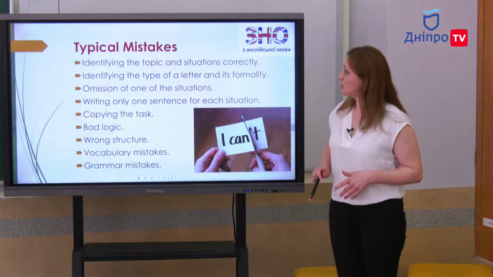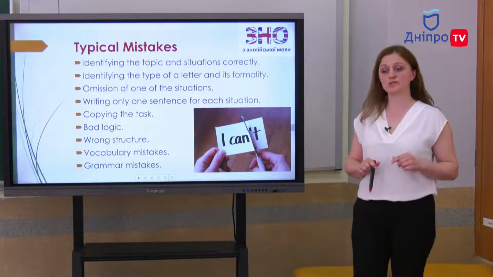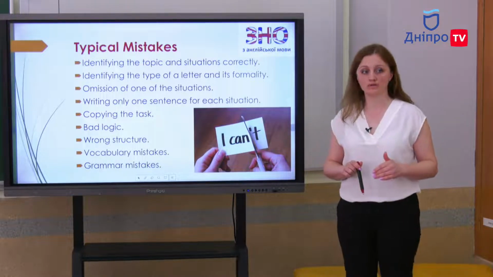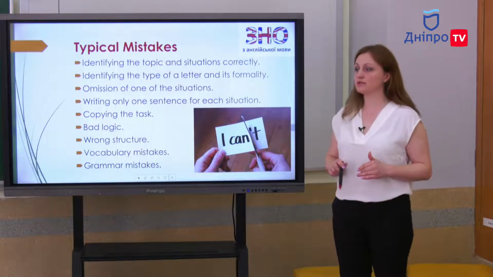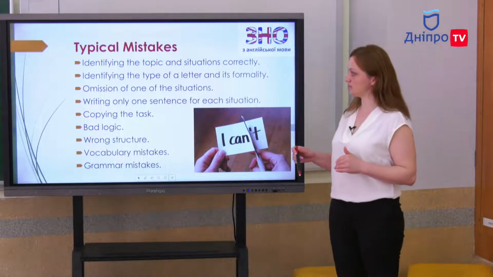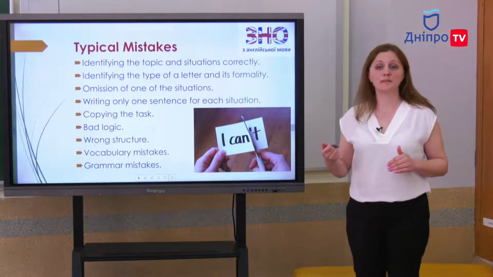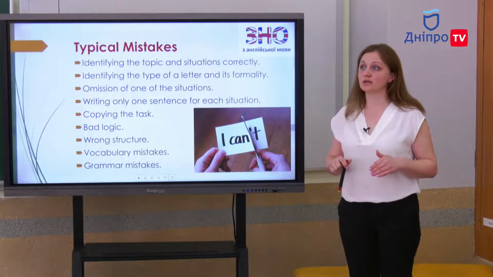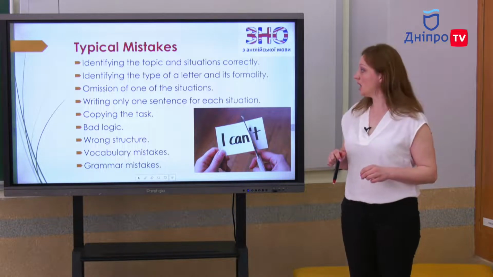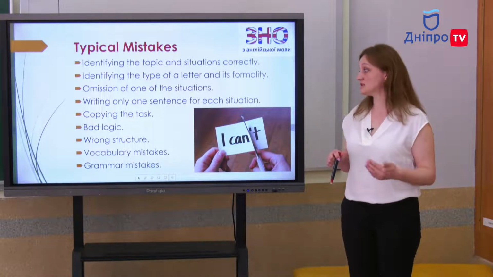The next is omission of one of the situations. Sometimes you think that you need to choose only one situation among 3, but it's not correct. You need to cover all of them. That's why be attentive and try to divide your time so that you have enough for covering all 3 situations. The next is writing only one sentence for each situation. As we earlier mentioned, for covering the situation, you need to have at least 2 extended sentences. So try to write as many sentences as you can.